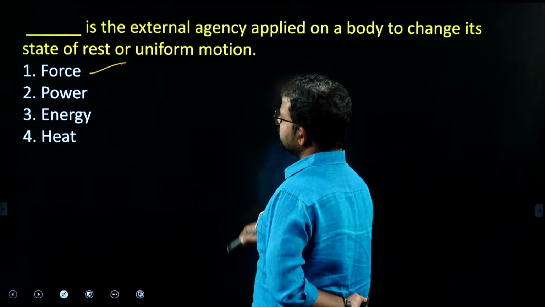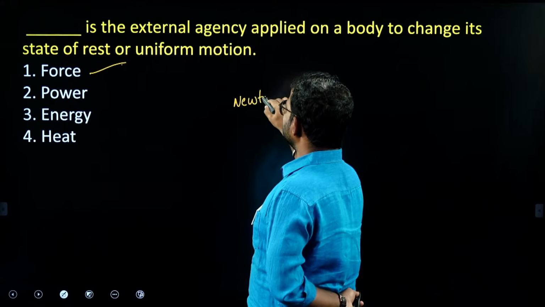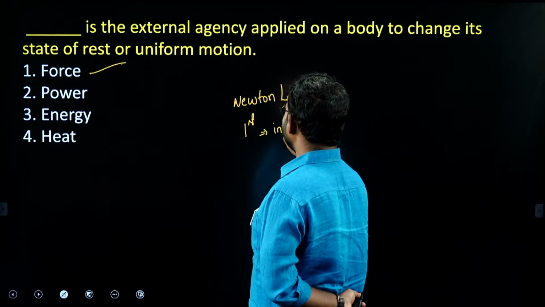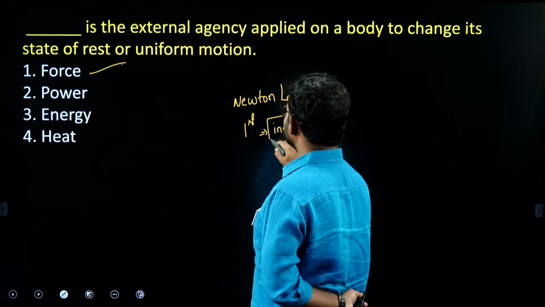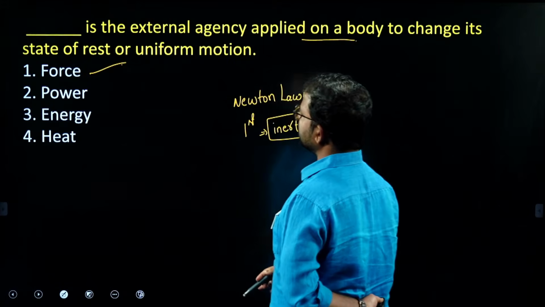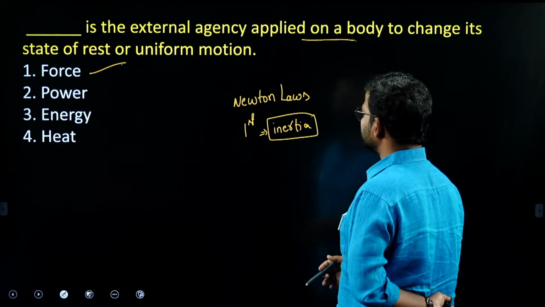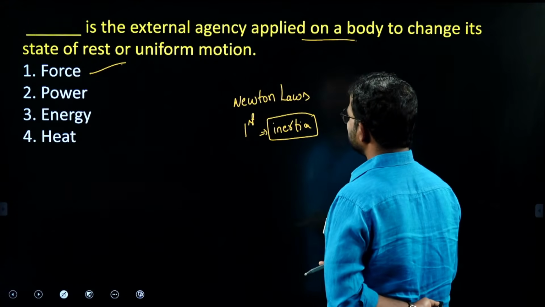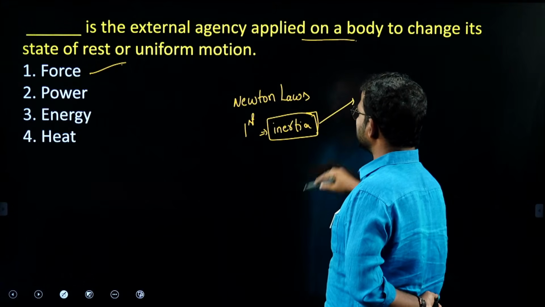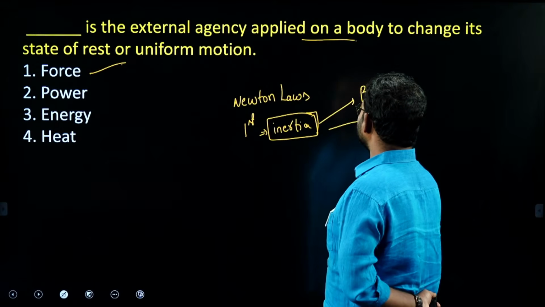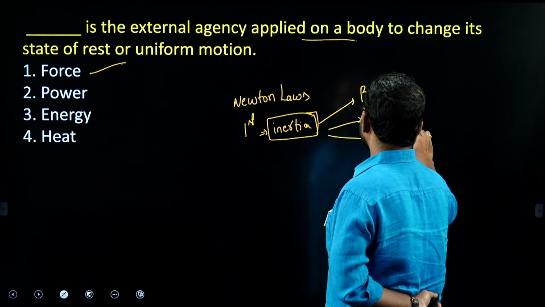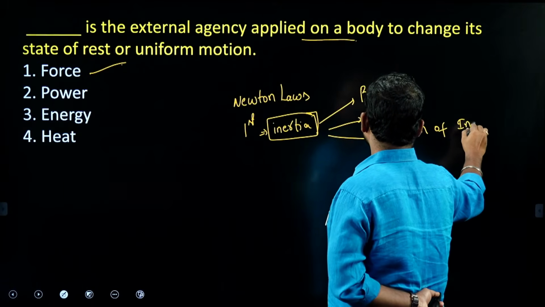So if you consider Newton's laws, Newton's first law relates to inertia. Without the application of an external force, an object mostly remains at rest or in uniform motion. We are not changing the position or the orientation of the object. Here we have three types of inertia: inertia of rest, inertia of motion, and inertia of direction.